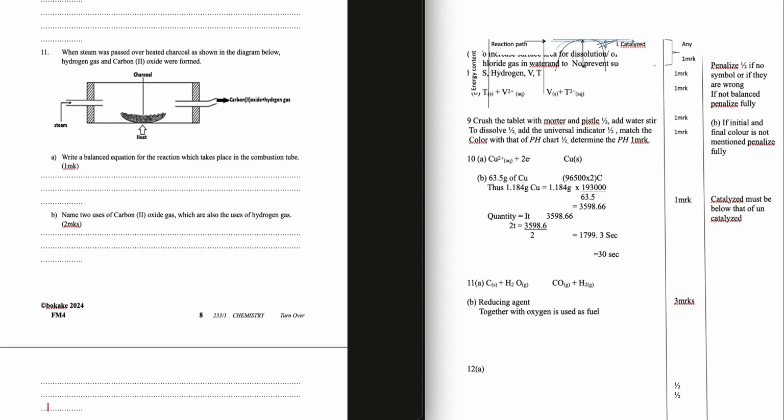Question 11. When steam was passed over heated charcoal as shown in the diagram below, hydrogen gas and carbon were formed. Write a balanced equation for the reaction which takes place in the combustion tube.